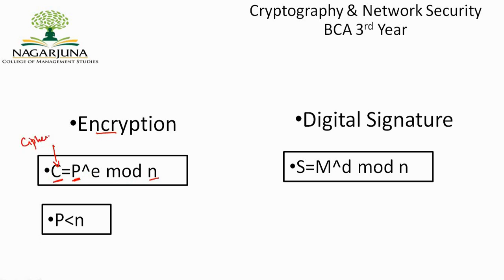Now we have to create a digital signature for your message. M is a message. I am supposed to create a digital signature for the given message. The only difference between encryption and digital signature with respect to the RSA algorithm is that we are just swapping the roles of the two different keys.